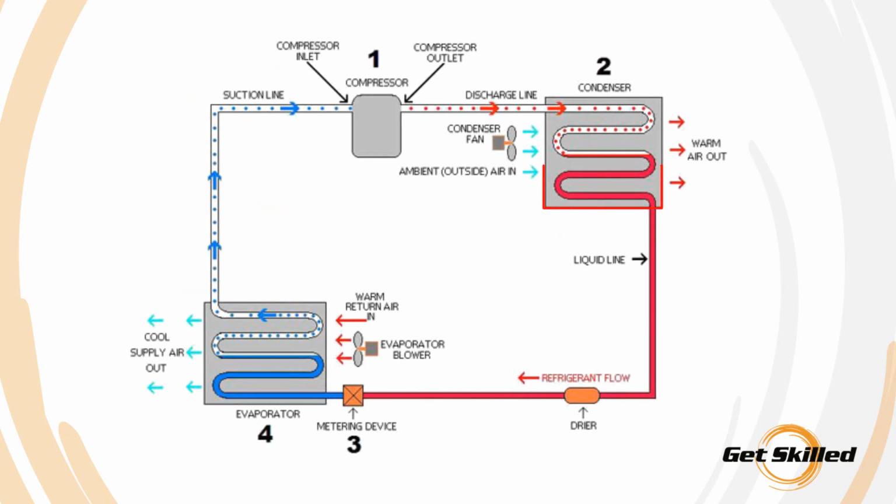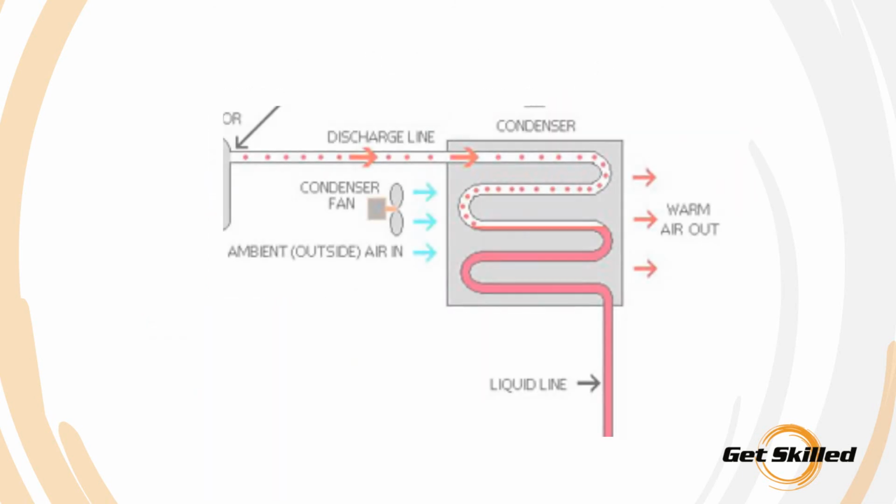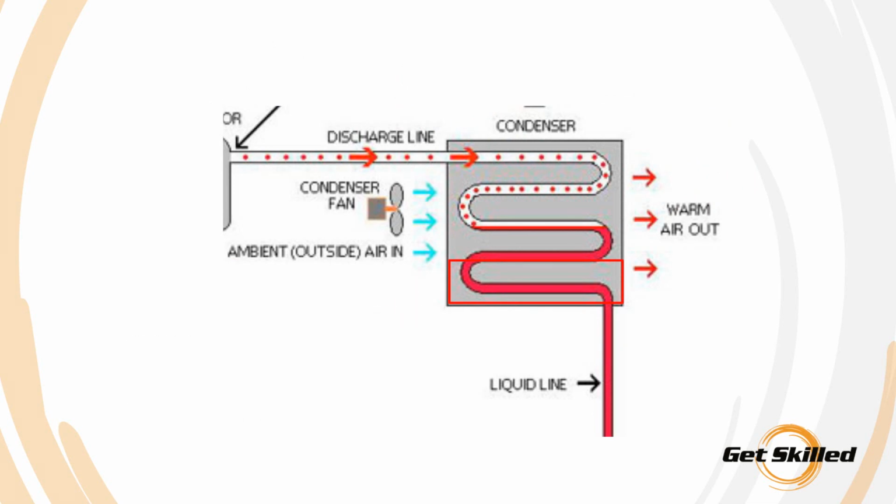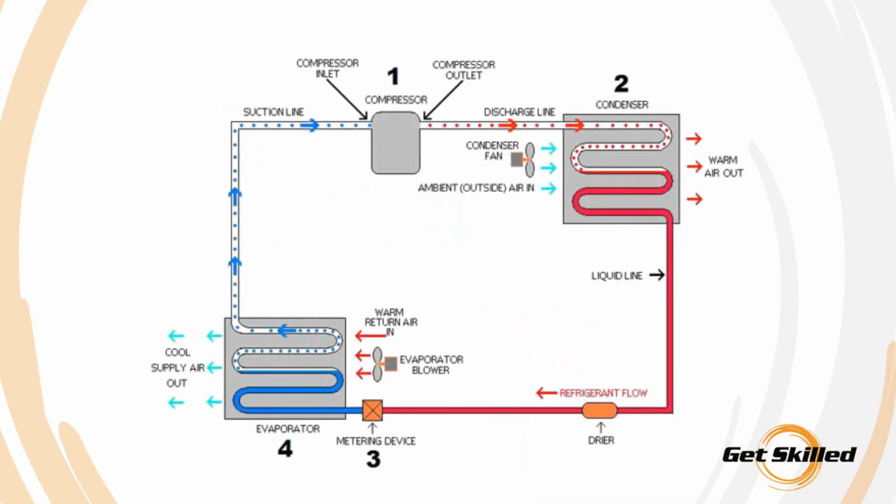This subcooled liquid has had enough heat removed due to the air being pulled over the condenser that it is now all liquid. A saturated liquid occurs in the condenser about 90% of the way through the coil, changing the vapor refrigerant into liquid. In an operational system, subcooled liquid is present in the end of the condenser piping and in the liquid line.